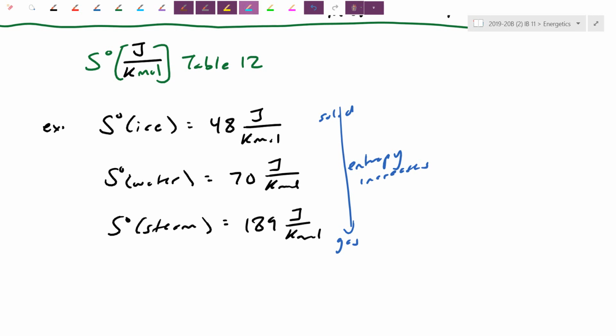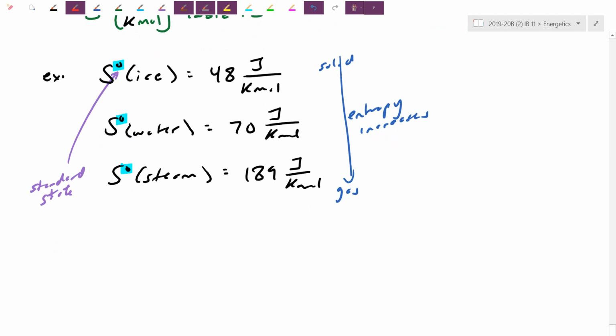You'll notice I've added on the table that "not" symbol. Make sure you know what that not symbol means. It implies that we are at standard state. We want to tabulate numbers so I can make a fair comparison between the compounds. I don't want one to be super hot and one to be high pressure, low temperature. It's really hard to compare.